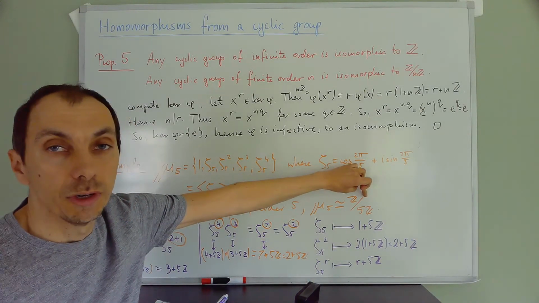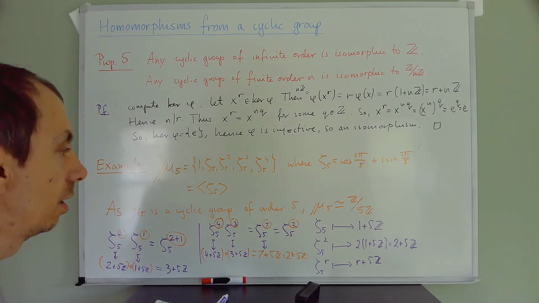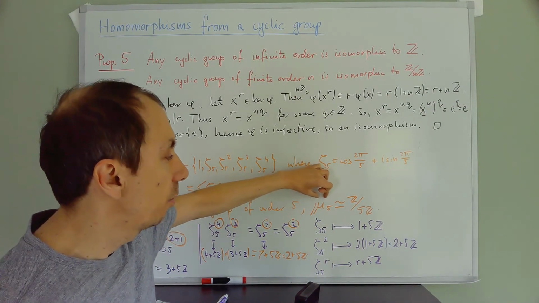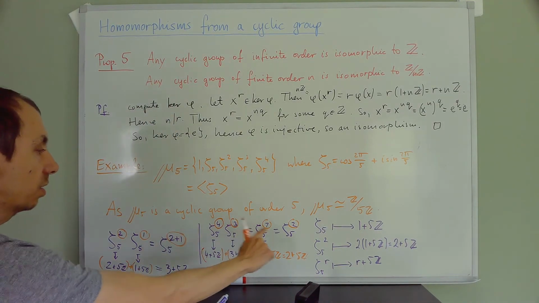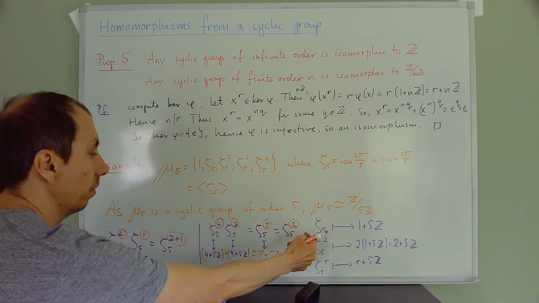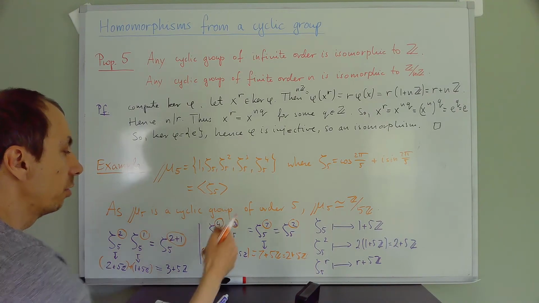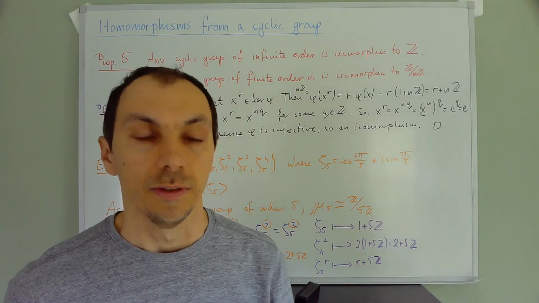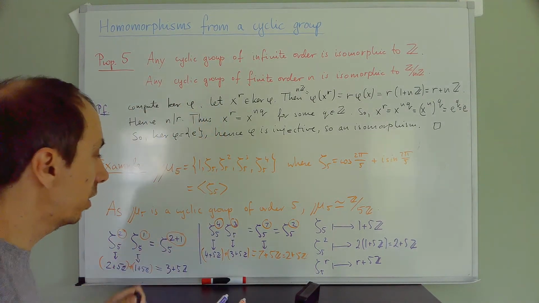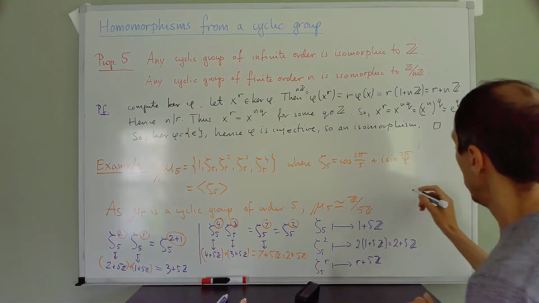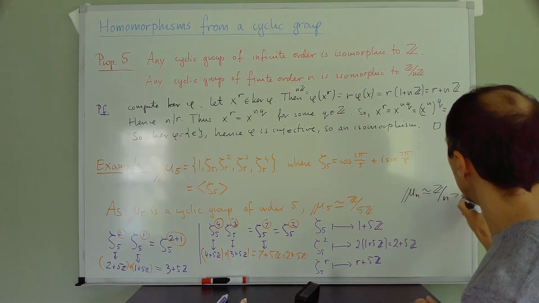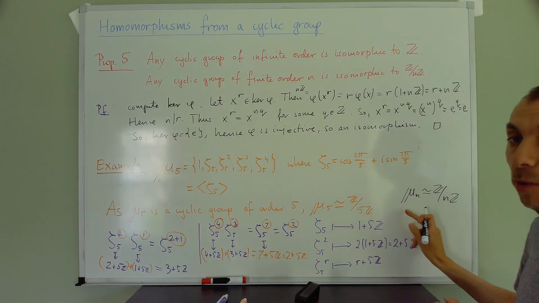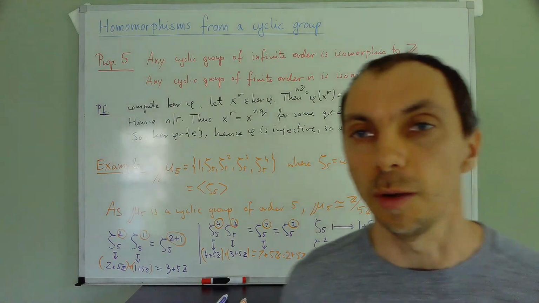Multiplication here goes to addition there. Again, in a sense, you can think of this map as being some sort of a log that is getting you the exponents from the powers of zeta 5. And of course, it is not a big stretch of imagination that zeta n, the mu n, is actually isomorphic to Z mod nZ. Remember, here the operation is multiplication, while here the operation is addition.